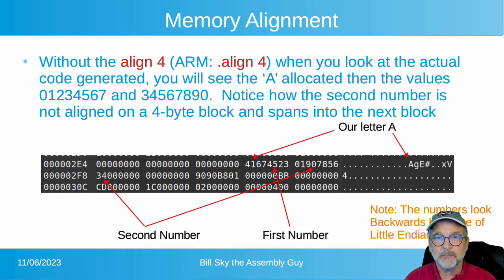So we have a problem. Now, the code will work. It will run, and whatever you're doing with that data, it'll do it mathematically correctly, but the problem is performance. It has to do two fetches instead of one.